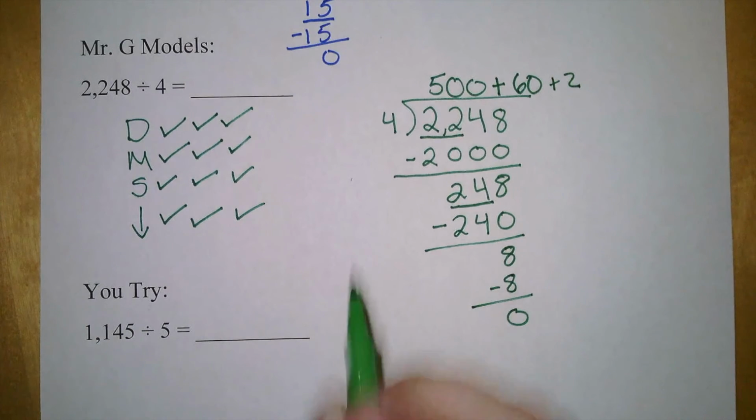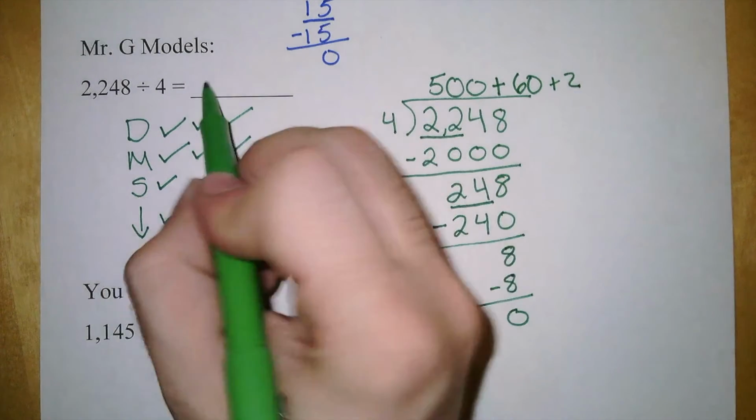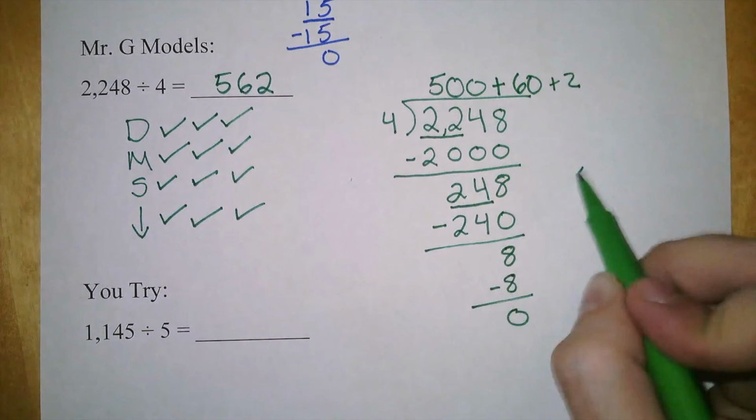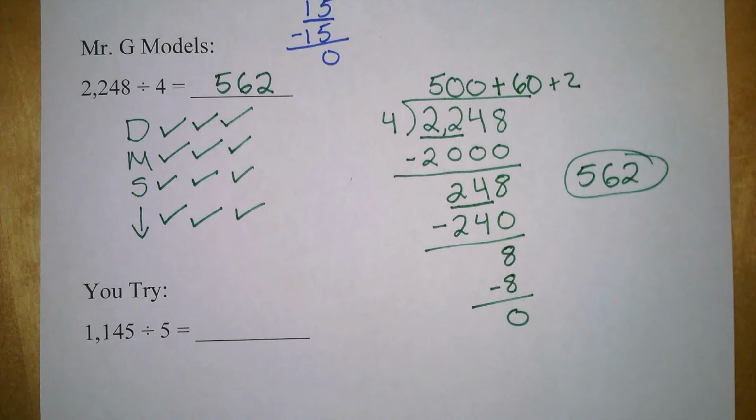And again, I cannot leave my quotient in expanded form. So I need to rewrite it here as 562. Or circled over here as 562. There we are. That's how you use the abstract model for division. If you would like, now is a good time to pause the video, give this problem a try here, and then press play, and we'll be going over it.